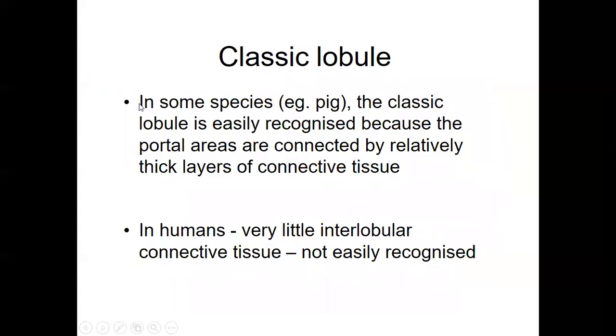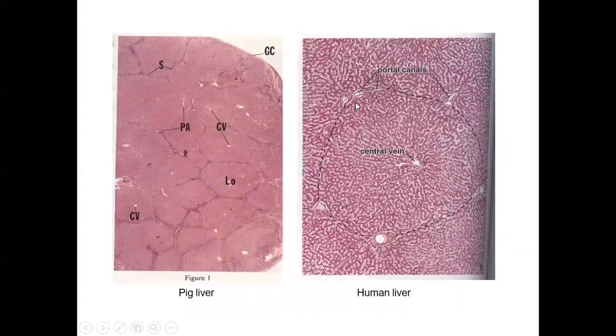The classic lobule in some species, for example the pigs, is easily recognized. In pigs it is easily recognized because the portal areas are connected by a relatively thick layer of connective tissue. You can see here, this is the pig liver. The portal areas here are connected by a thick layer of connective tissue, so it's very obvious. The hexagon shape of the classic lobule is very obvious compared to this one.